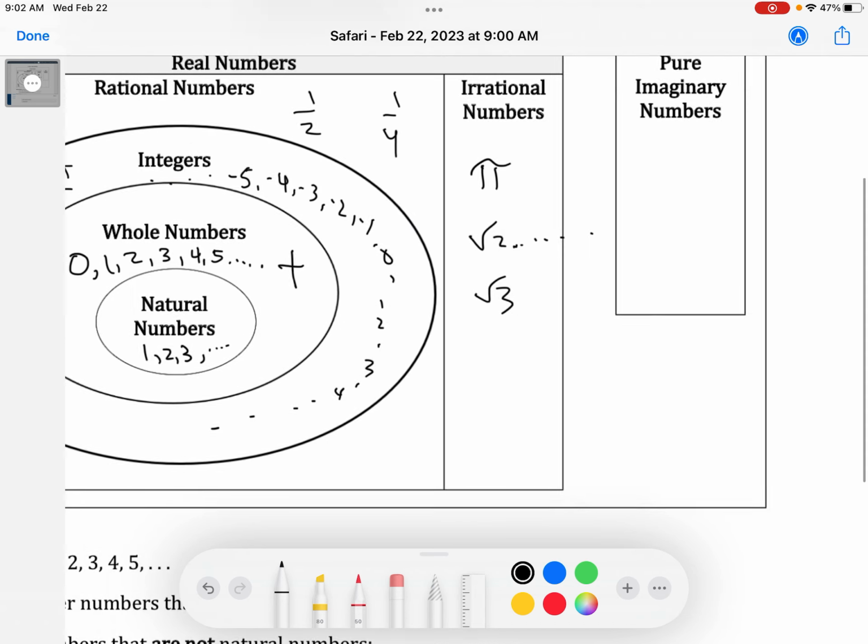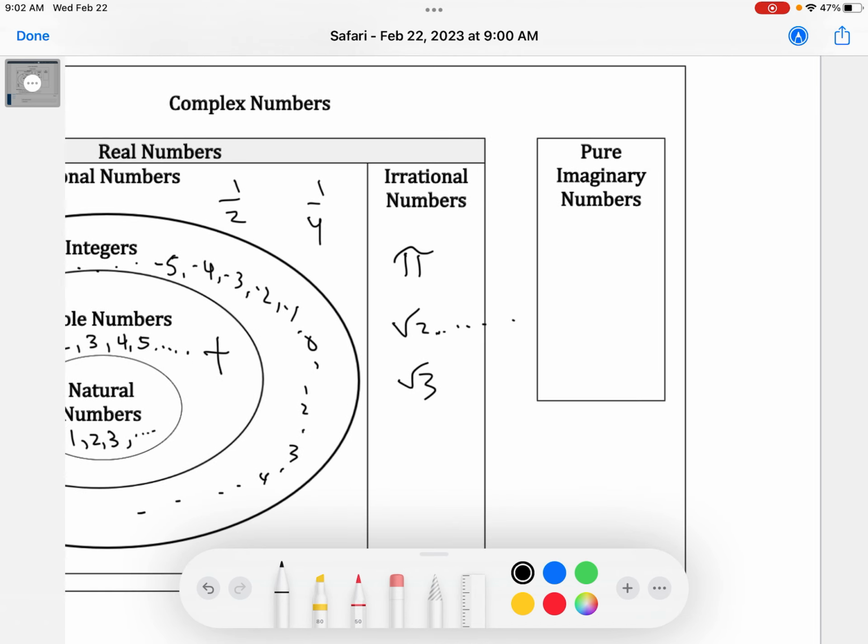Okay, we also have pure imaginary numbers. Now, pure imaginary numbers, remember, imaginary numbers stem from the square root of -1, which is i. And if we doubled that and had two i's, that's a purely imaginary number. If we had 3i or -7/2 i, these are pure imaginary numbers. Now, complex numbers are combinations of real numbers and imaginary numbers.